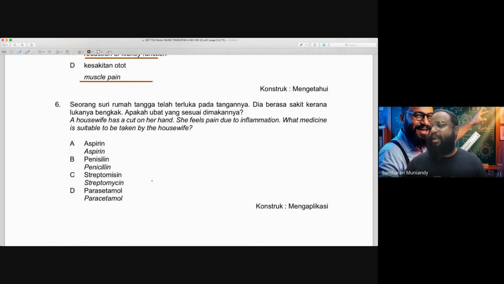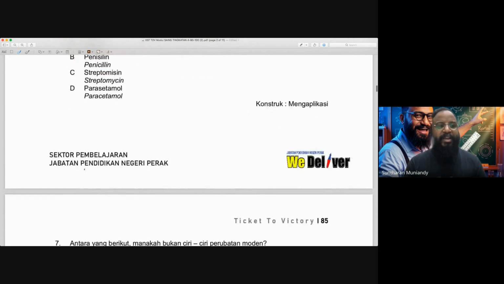Number 6, let's look at number 6. A housewife has a cut on her hand. She feels pain due to inflammation. What medicine is suitable to be taken by the housewife? If you are talking about inflammation, paracetamol is an analgesic, but if it is talking about inflammation, you go for aspirin. Aspirin reduces inflammation. Got it?